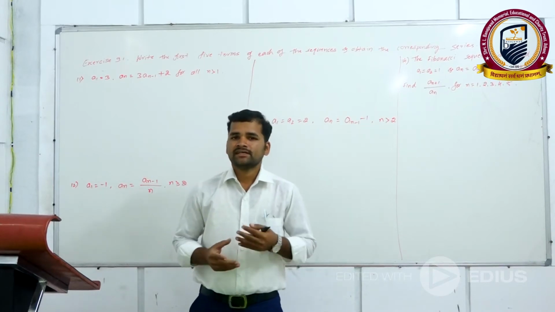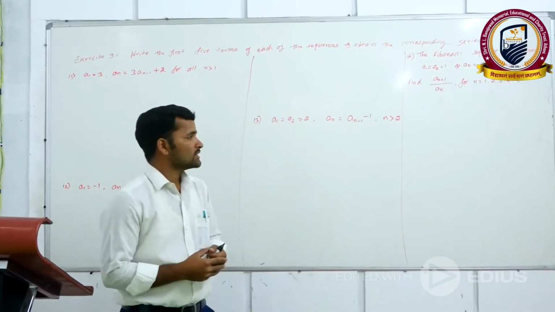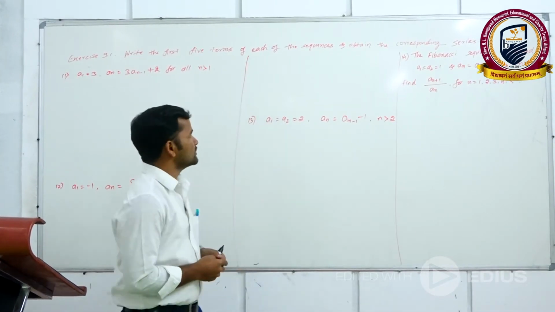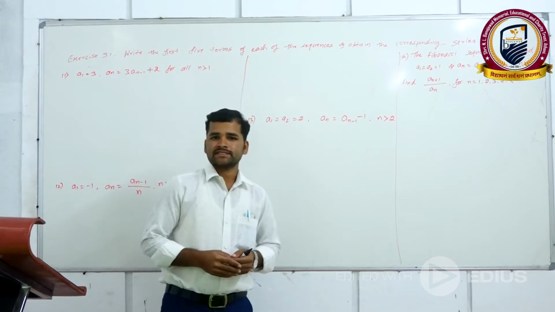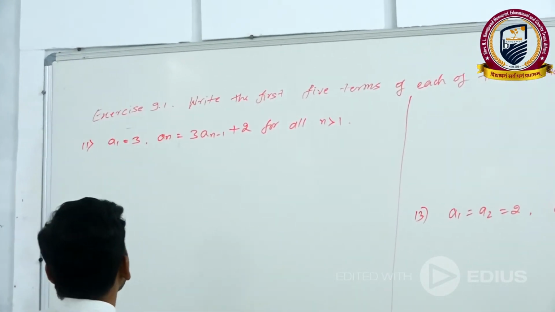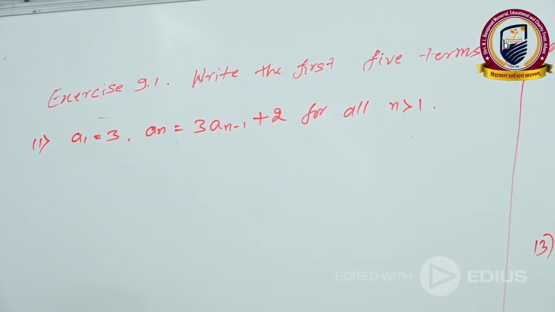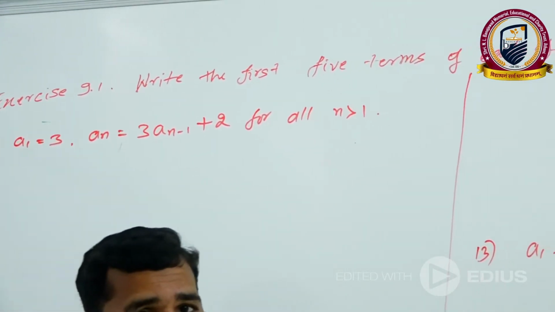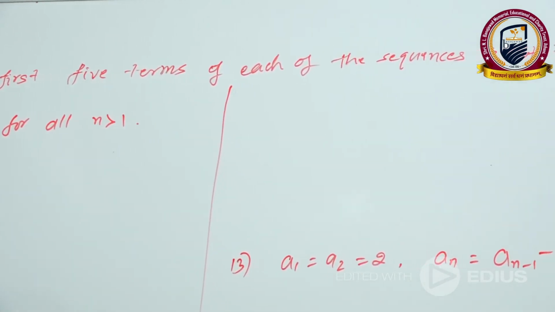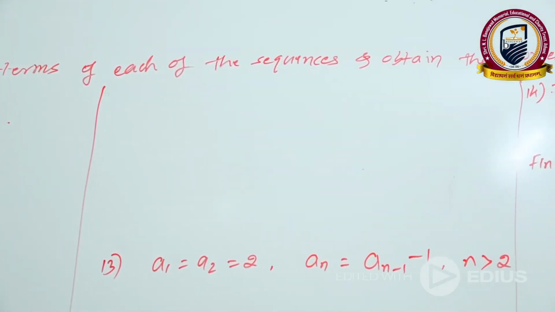Dear students, in the previous session we have solved around 10 problems of the exercise 9.1. Now we will solve remaining problems of the exercise, means problem number 11 to 14. The heading will be same for problems 11 to 14. That is, write the first 5 terms of each of the sequences and obtain the corresponding series.